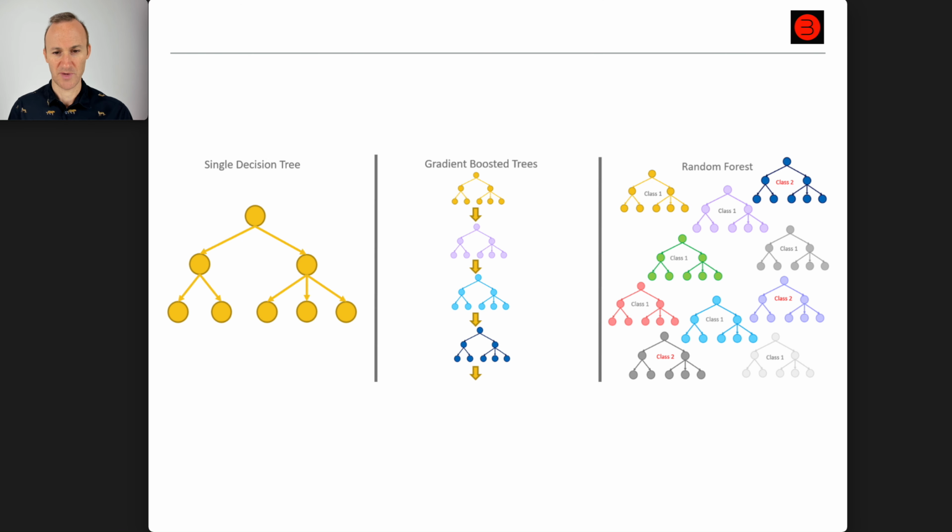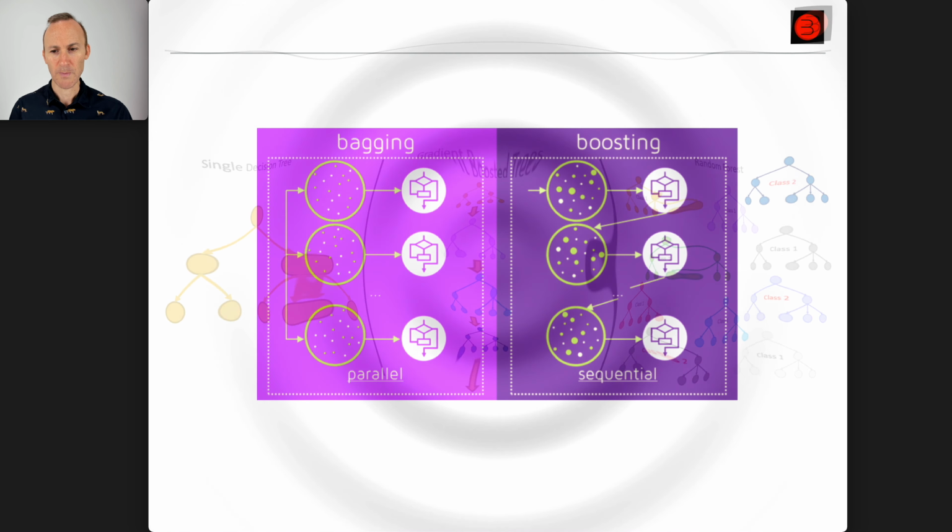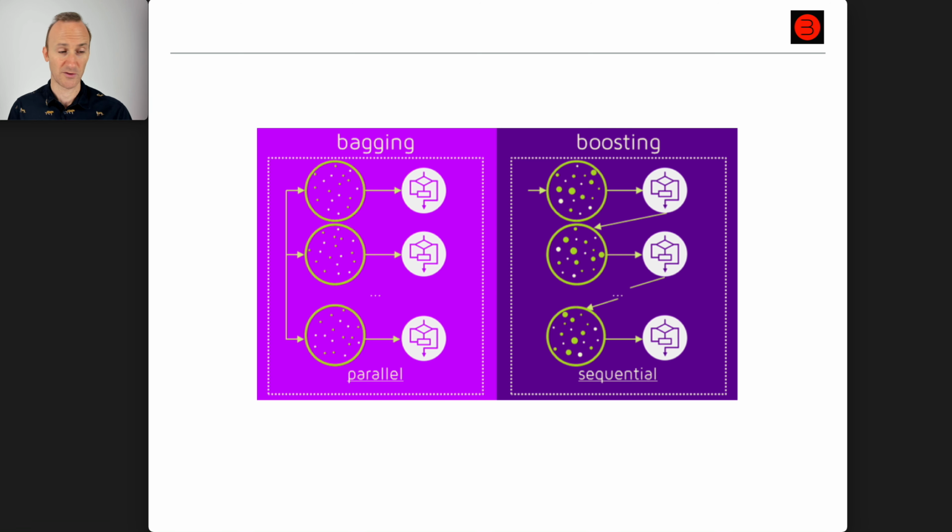Here's a little image comparing gradient boosted trees to random forest. You can see you have a single decision tree on the left. Gradient boosting, the idea is that each new tree learns from the previous trees, whereas random forest is just a combination of many decision trees. And here it is again using a different look. You could say that bagging goes in parallel, where each tree is made from the original data set, whereas boosting is sequential. It's an evolution from one to the other.